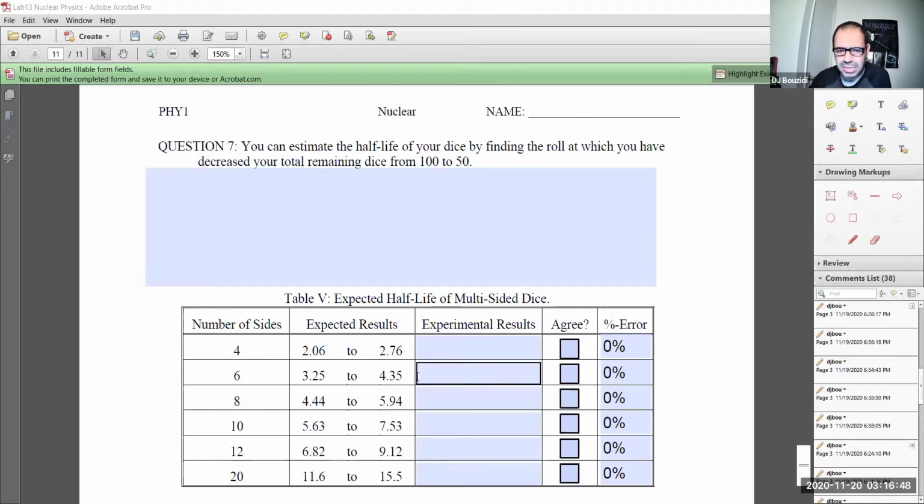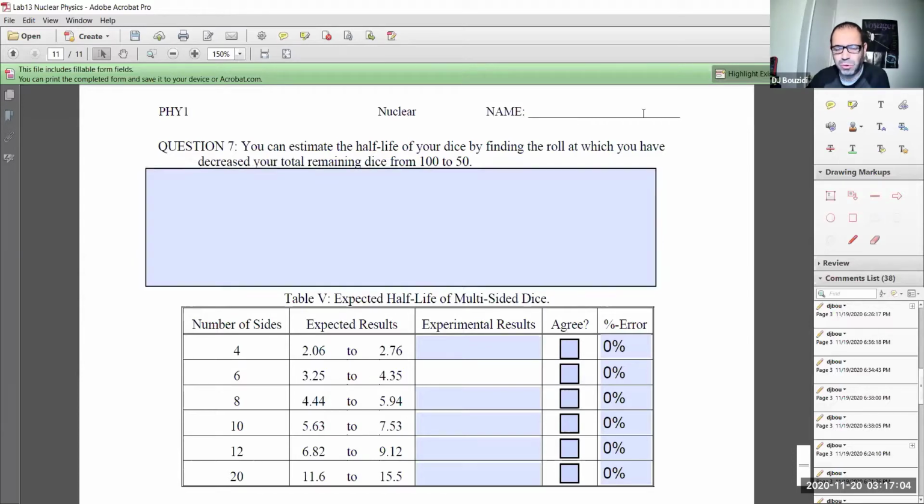And here for the 6, it says between 3 and 4 times. So this is what I'm going to do. I'm going to do the 6 again and see if indeed I will have half of the 6, which is around 50, around between 3 and 4.35.